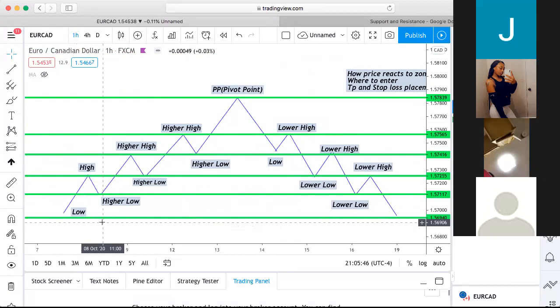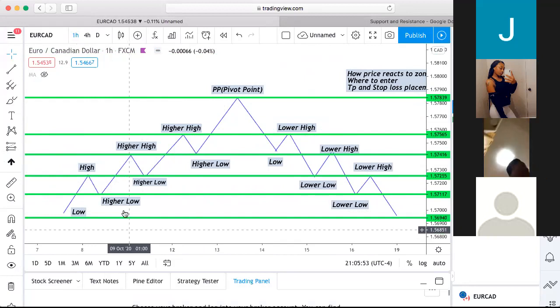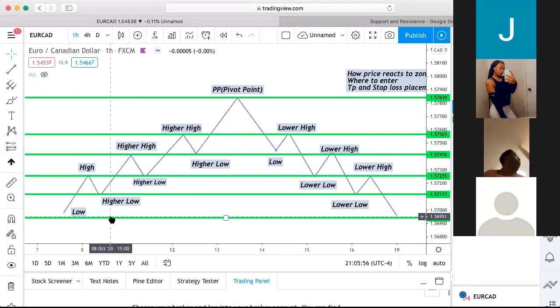right? So when you're looking, does everybody see where my cursor is at? Does everybody see where my mouse is at right now? What would we call this level right here?